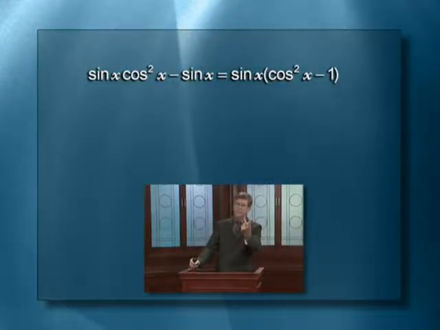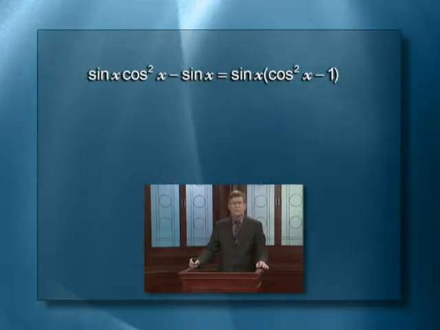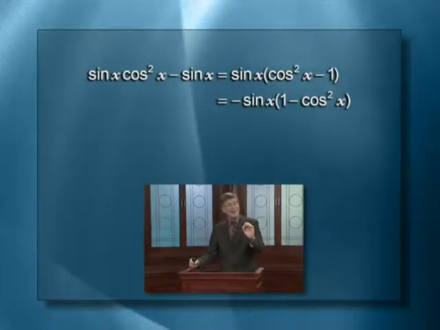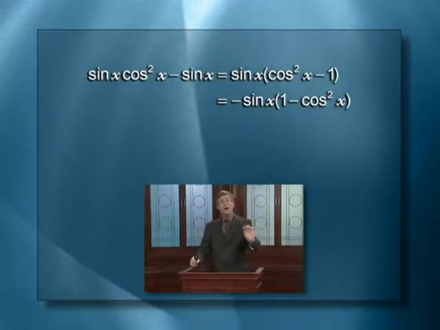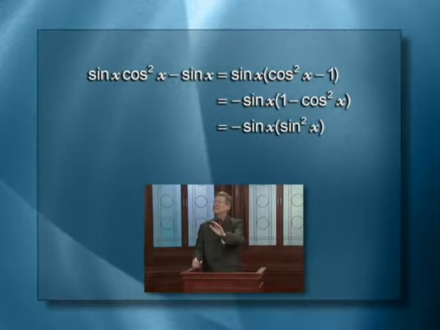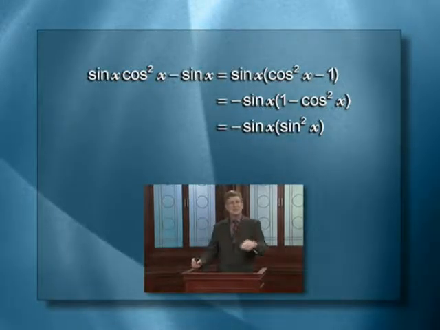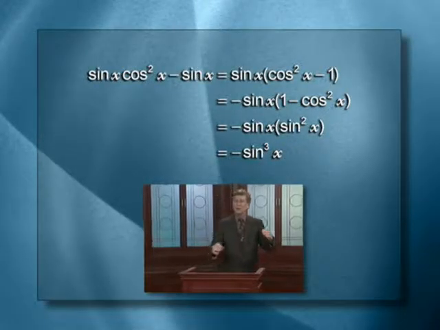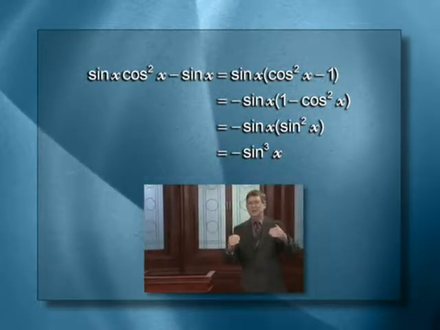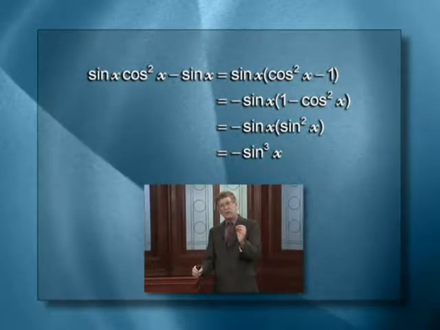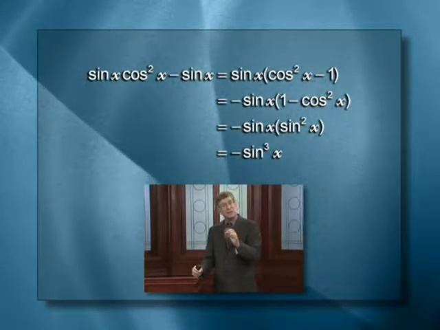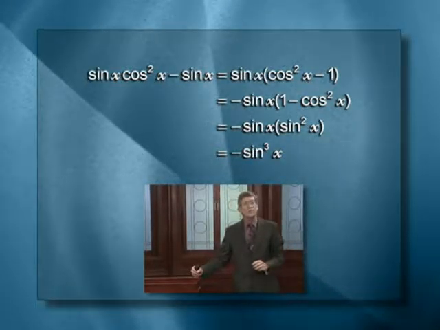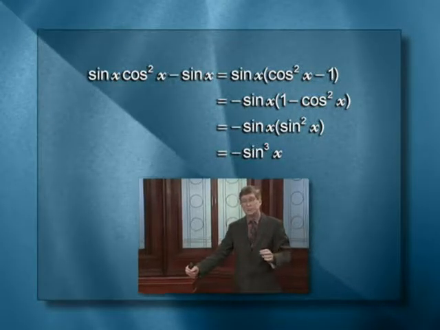I've got the flip. So I'm going to factor a minus sign out. So my next expression is minus sine x times the quantity 1 minus cosine squared. And 1 minus cosine squared, bingo, is precisely sine squared, and we're left with minus sine cubed. So we have a trigonometric identity here. Sine x times cosine squared x minus sine x equals minus sine cubed x for all values of x. That's always true.